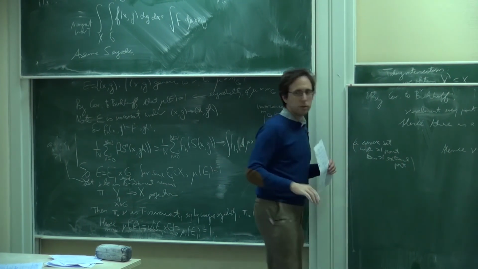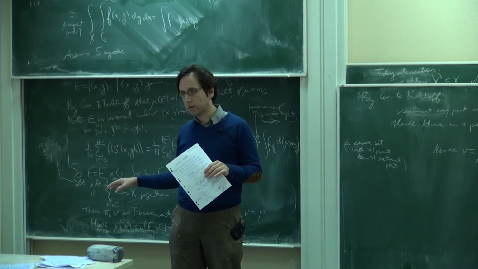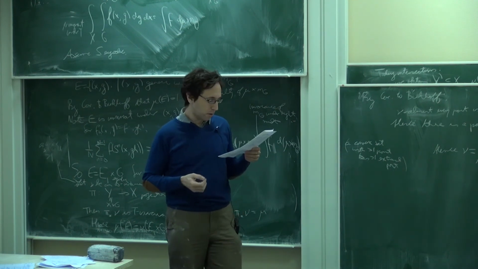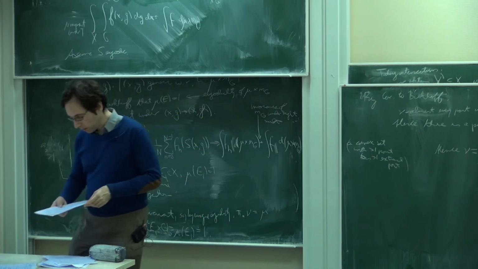Because we just showed that every ergodic measure must be equal to the one measure, but that implies by this that every T-invariant measure is. All right. Well, what now?